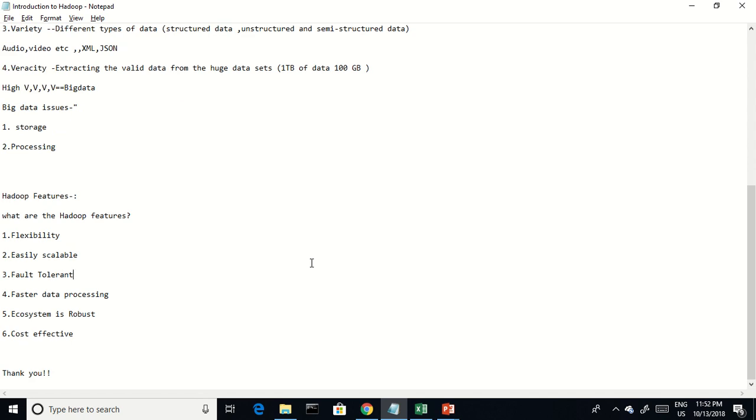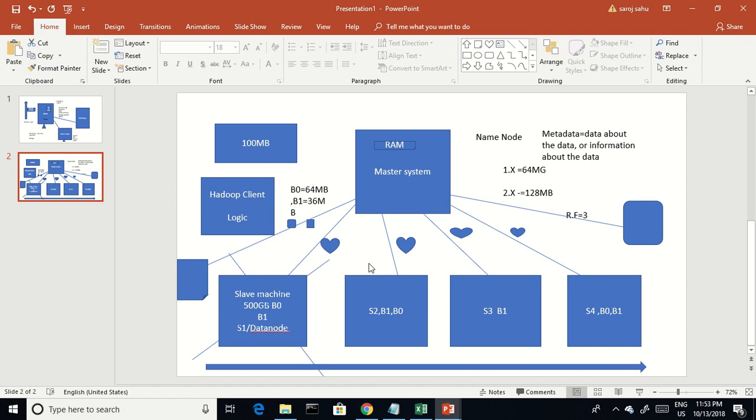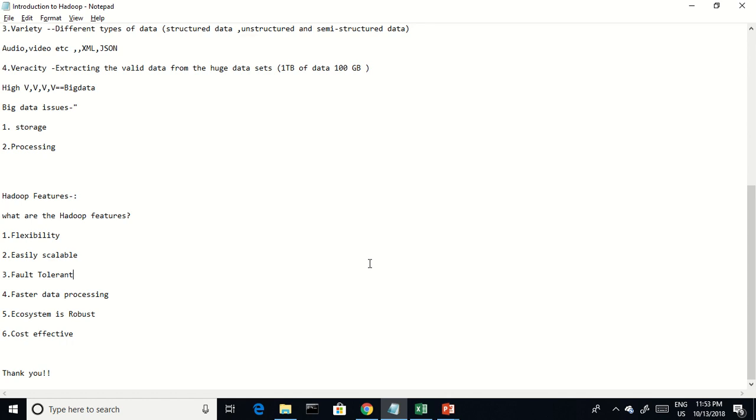Ecosystem is robust. What does it mean? Hadoop technology is supported by many ecosystems. As I told you before, there are a lot of ecosystems like Pig, Hive, HBase, Flume, Sqoop, Spark. Many more ecosystems are there which we can integrate in the Hadoop cluster, and each ecosystem has different functionality and is used for different purposes. So that is called the ecosystem being very, very robust.